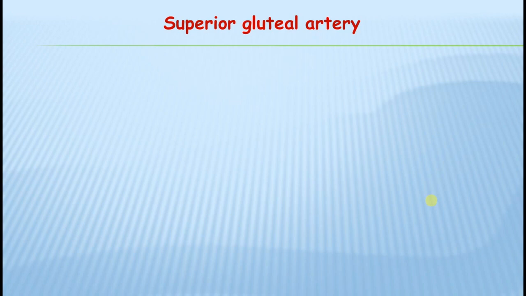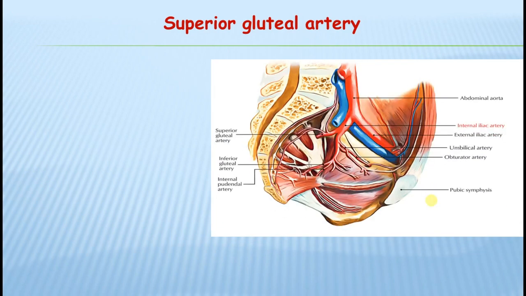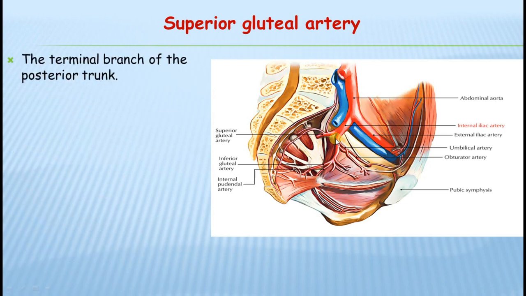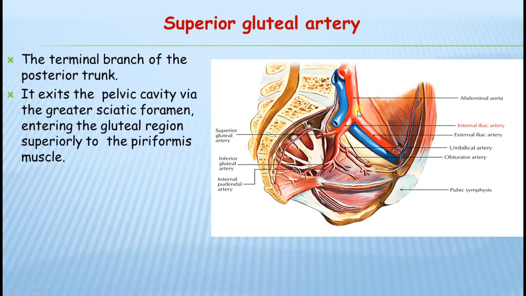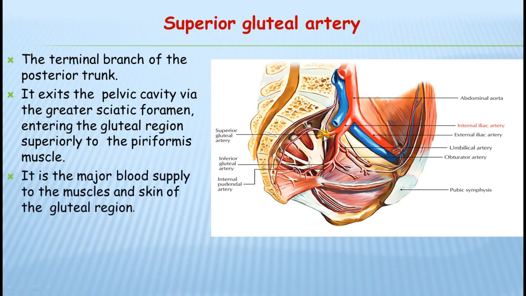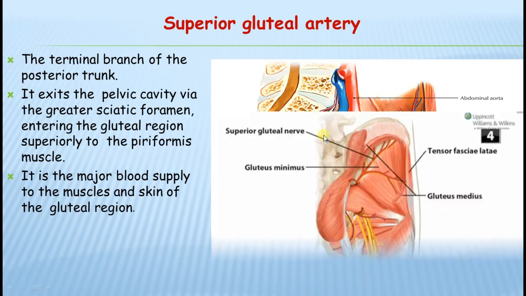The next artery is the superior gluteal artery. It is considered one of the largest branches of the internal iliac artery, one of the largest terminal branches of the posterior trunk. It exits the pelvic cavity through the greater sciatic foramen above the piriformis, enters the gluteal region superior to piriformis, and supplies the structures of the gluteal region. So that is about the superior gluteal artery.